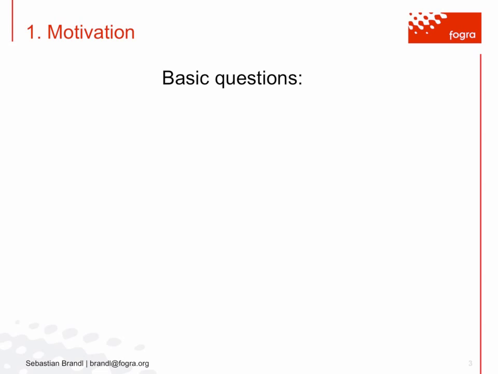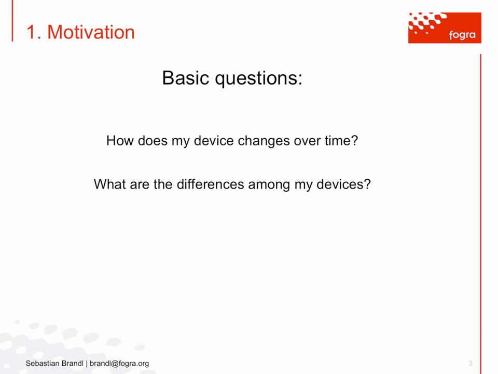There are two basic questions we would like to raise awareness for. The first question is, how does my device change over time? It's important to see that measurement devices change over time, and we would like the printer to be aware of that magnitude. Another key question is, what are the differences among my devices? More and more print shops use more than one device, and it is important to inspect differences among the devices, maybe used in the prepress and the press room or in other circumstances.